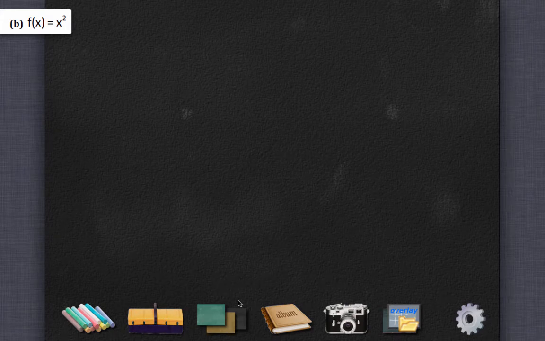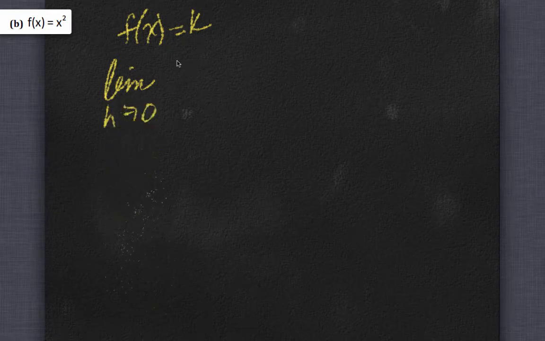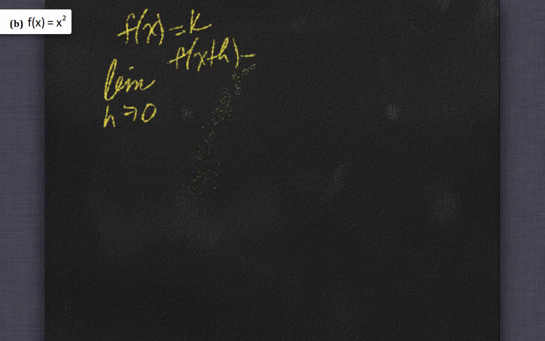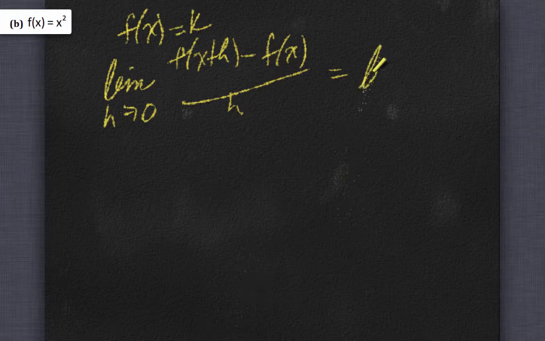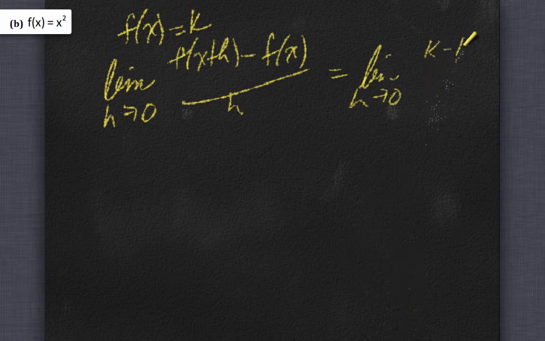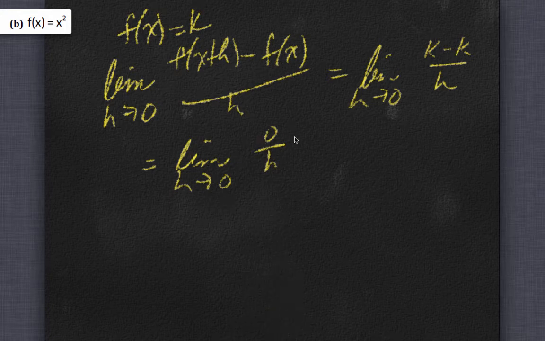Okay, so the first one was actually f(x) equals k. So we're using the definition of a derivative. The limit as h approaches 0 of f(x+h) minus f(x) over h. Sorry about that. This is the limit as h approaches 0 of k minus k over h, which is the limit as h approaches 0 of 0 over h. If h is approaching 0, it's not 0, so 0 over anything other than 0 is 0.